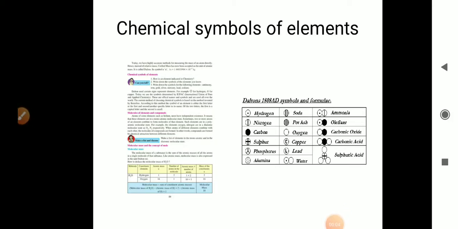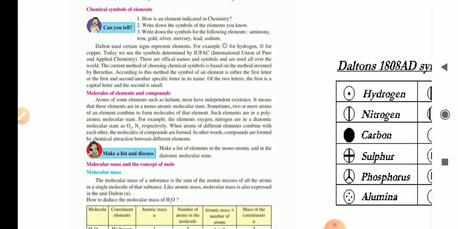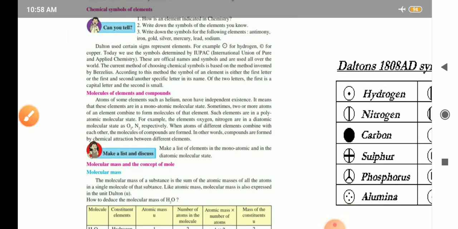Let us continue with our chapter Measurement of Matter. Now, in this chapter, we will be studying about chemical symbols of elements. Now, here you can see, can you tell? So, that is deleted. All the three questions you can delete. Now, let us go to the paragraph.